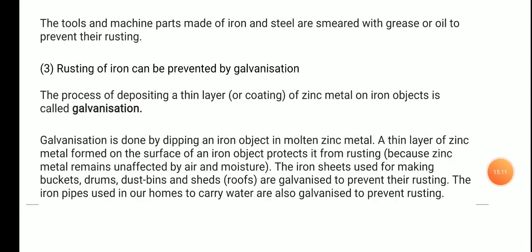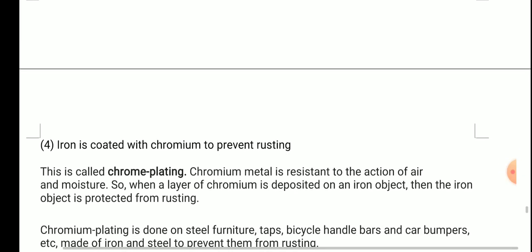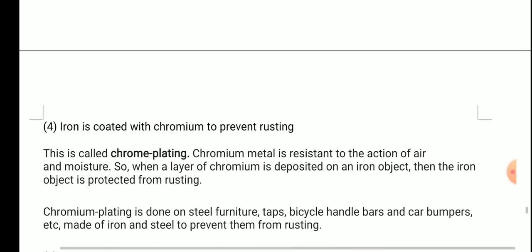Okay students, is the galvanization clear? Let's move on to the next. Fourth, iron is coated with chromium to prevent rusting. This is called chrome plating. Chromium metal is resistant to the action of air and moisture. So when a layer of chromium is deposited on an iron object, the iron object is protected from rusting. Chrome plating is done on steel furniture, taps, bicycle handlebars, car bumpers, etc. to prevent them from rusting.